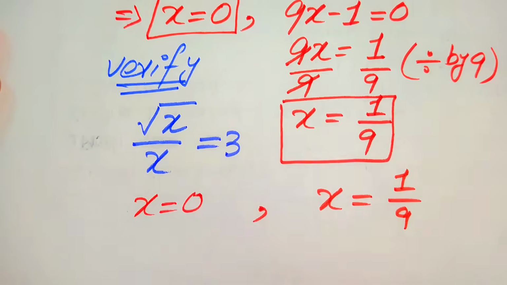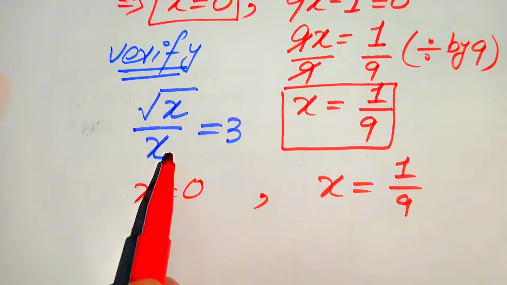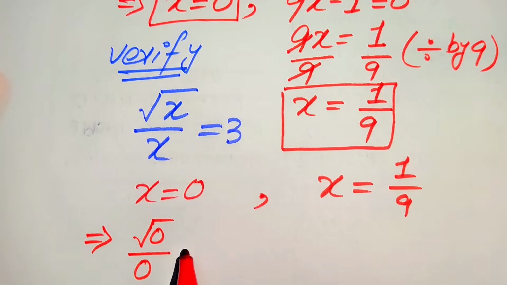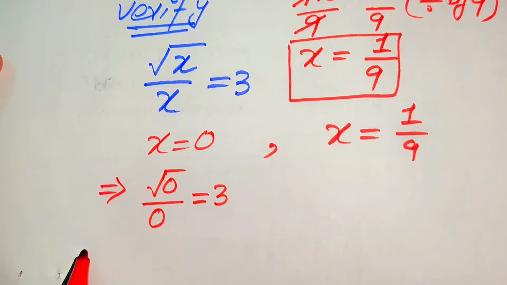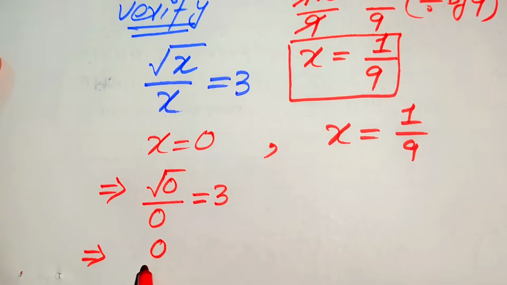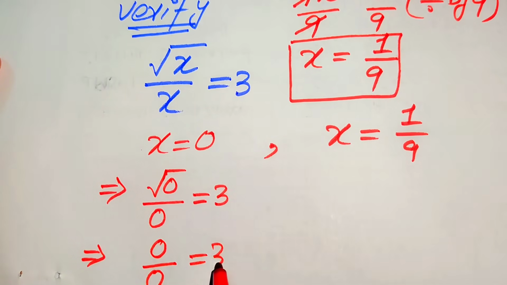When you put x equal to 0 in the left hand side, it becomes square root of 0 divided by 0 is equal to 3. We know that the square root of 0 becomes 0, and 0 divided by 0 is equal to 3.